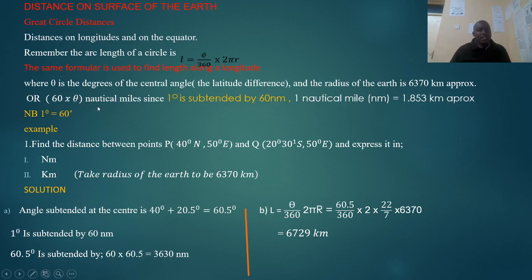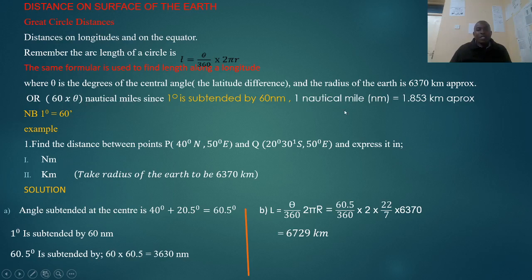The angle subtended at the center of the globe, that is the latitude difference. So it is 60 times theta in nautical miles, and that comes from, we understand that 1 degree is subtended by 60 nautical miles. So if 1 degree is subtended by 60 nautical miles, then whatever degrees you found, you multiply those degrees times 60, and that is where we get the formula 60 times theta to get the distance in nautical miles.